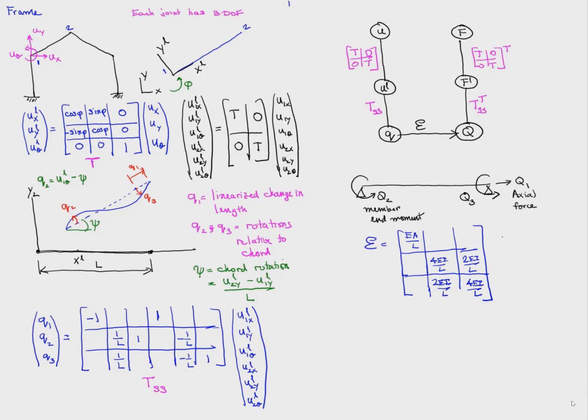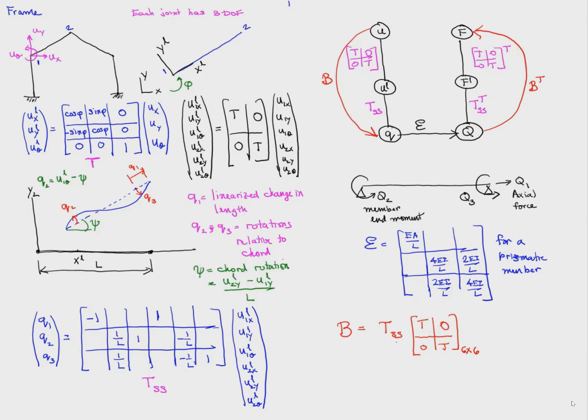But what we're really interested in is the B matrix for limit analysis. The E doesn't come into the picture in limit analysis. So B is a composition of the T matrix and the TSS matrix, like this. And you see that the strength constraints will be applied on the internal forces Q2 and Q3.